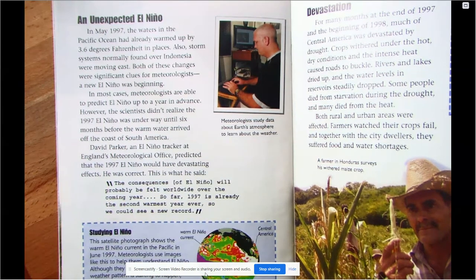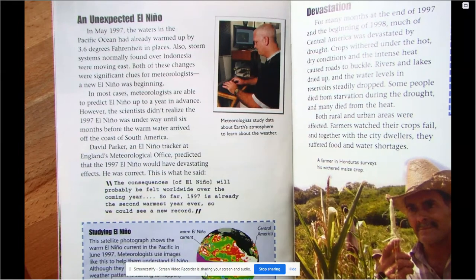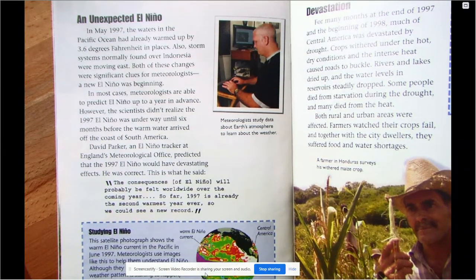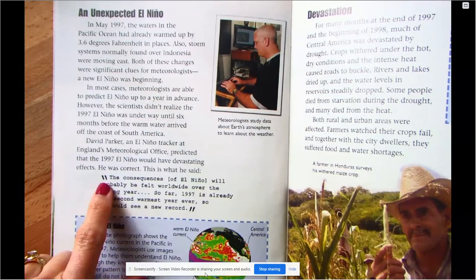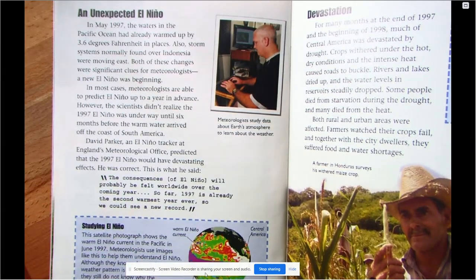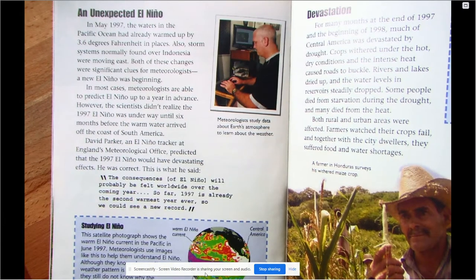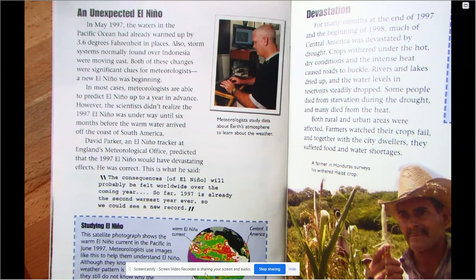David Parker, an El Nino tracker at England's Meteorological Office, predicted that the 1997 El Nino would have devastating effects. He was correct. This is what he said. So here are some quotation marks, right? So we know someone's speaking. The consequences of El Nino will probably be felt worldwide over the coming year. So far, 1997 is already the second warmest year ever, so we could see a new record.